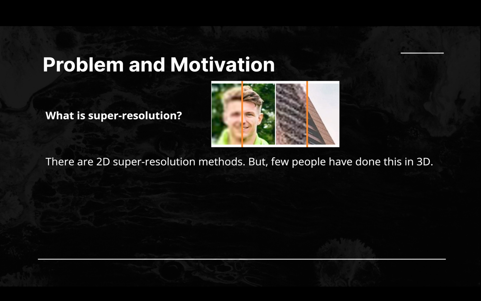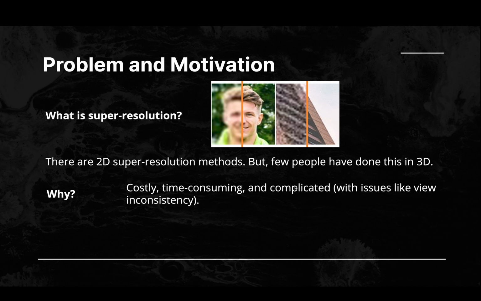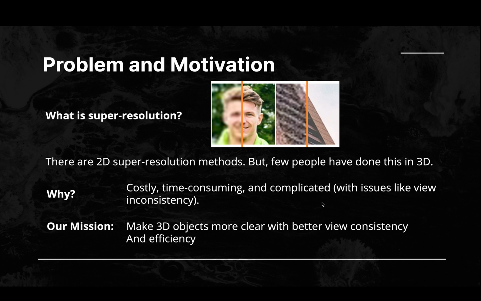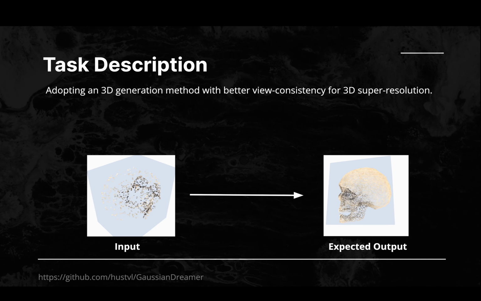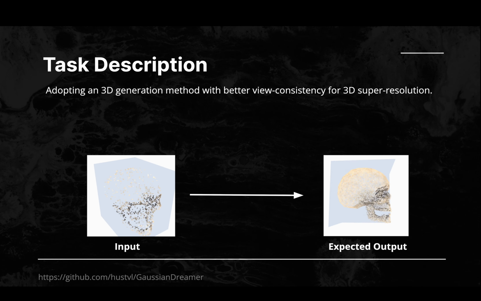But why? That's because 3D data introduces new problems. It's costly and time consuming to process, and it has issues like view consistency. And our mission is to make 3D objects more clear and with better view consistency and efficiency. So we are trying to adopt a 3D generation method with better view consistency for 3D super resolution.